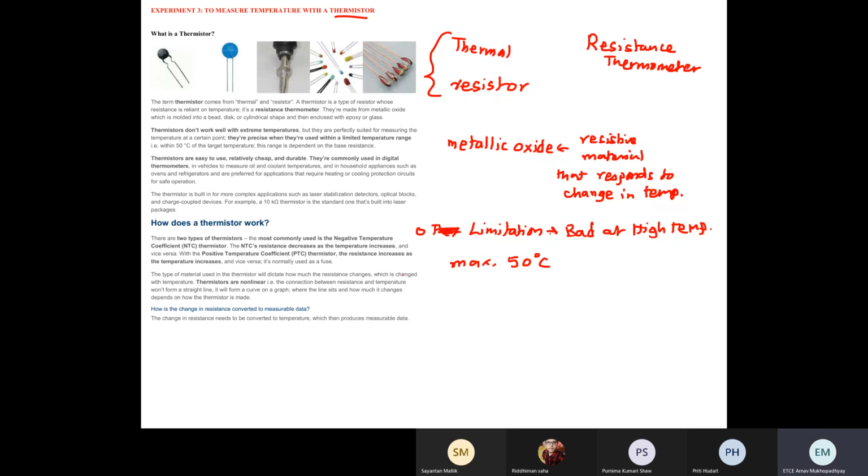But why should we use them? The point is they are cheap. They are relatively cheap, and they can sustain several forces. Like you don't have to use it very carefully. That means they are durable. Even if they fall from the hand, they will not break. And they are very common for resistance thermometer, especially those digital resistance thermometer.